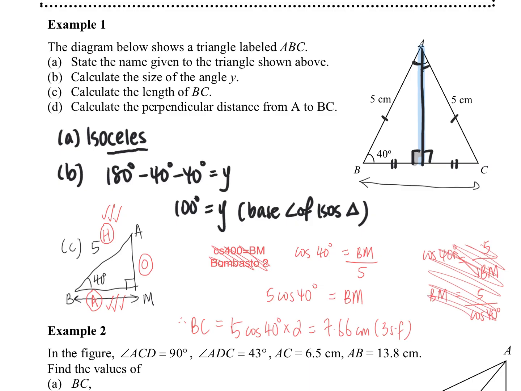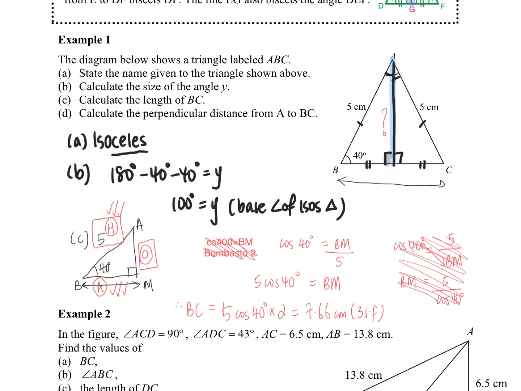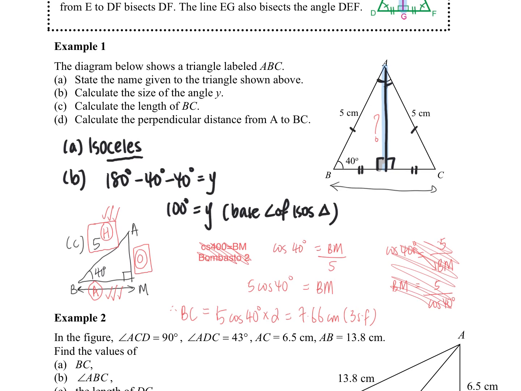Okay, last one, I want the perpendicular distance, this one. How to find that? That means I want to find O now. I have H. What should I use? Sine. So sine of the angle 40 is AM over 5. So AM is 5 sine 40. Find sine 40, which is 3.21 cm.